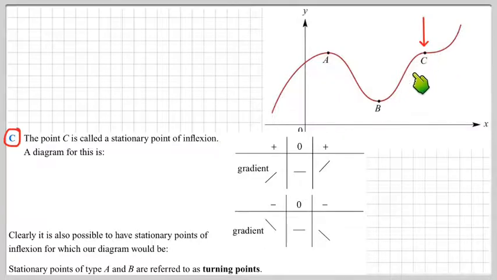And the other scenario that you can have for a stationary point of inflection is a negative one, where you're going downhill. Okay, you go down and then to a 0 and then down again. Okay, do you get that?